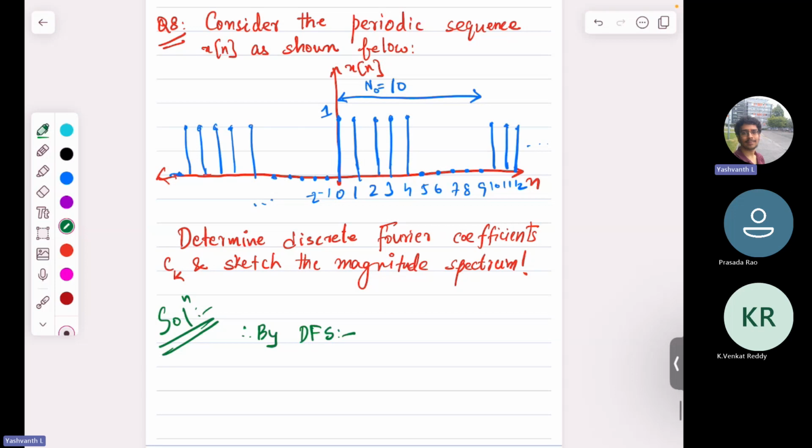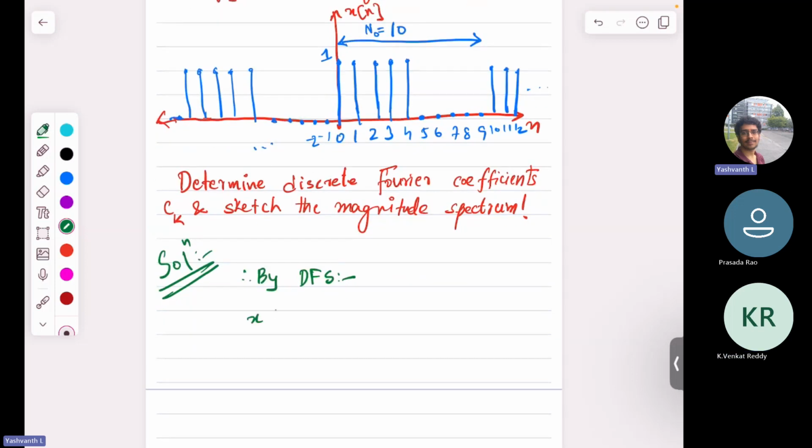Okay. By discrete Fourier series, we have x of n to be equal to, basically, x of n is nothing but summation k equal to 0 to n naught minus 1 of Ck into e power j k omega naught n, of course. Okay, this is basically your expression for your discrete Fourier series. Correct. Now what is omega naught?